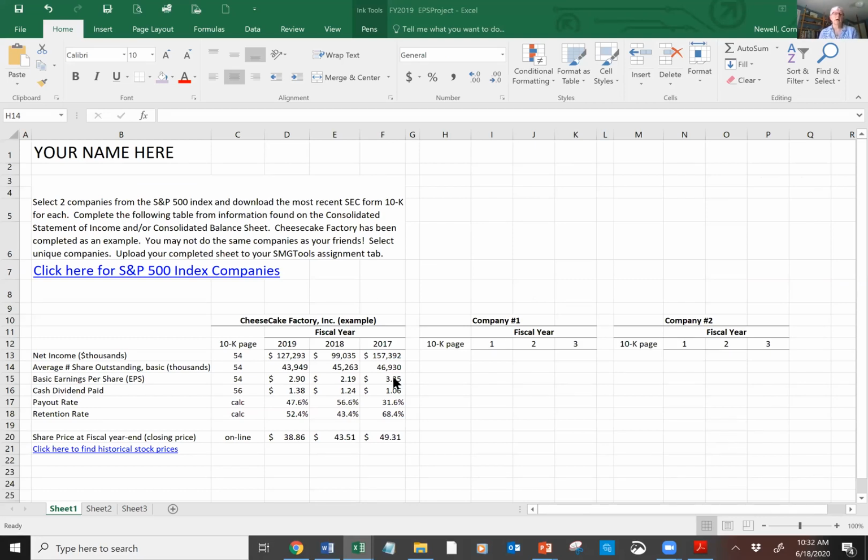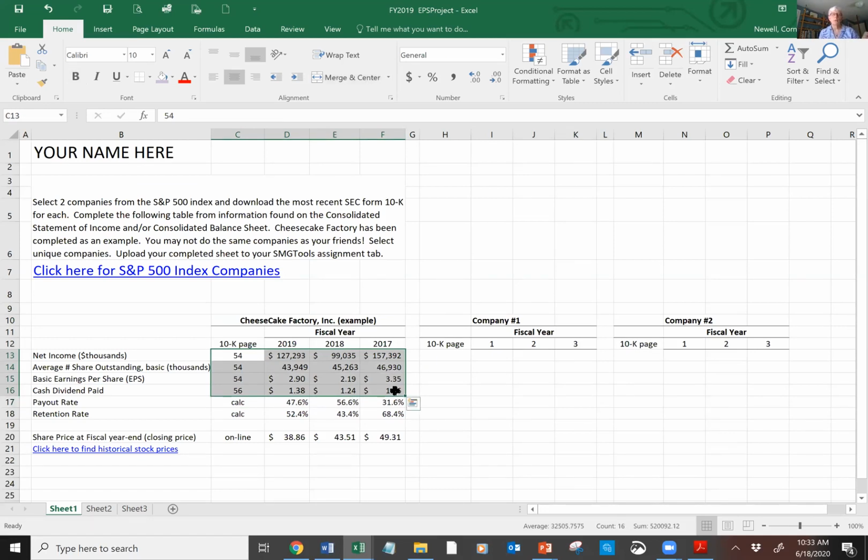So what you're going to find is this information for two companies. We have done Cheesecake Factory so that you can see what we're looking for. You're going to pick two companies. This goes back to what we did in class 7, when we talked about earnings, dividends, payout rates, and retention rates. In the company's 10K, you are going to find all of this information.